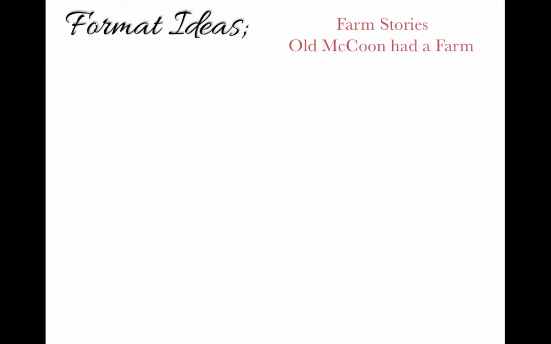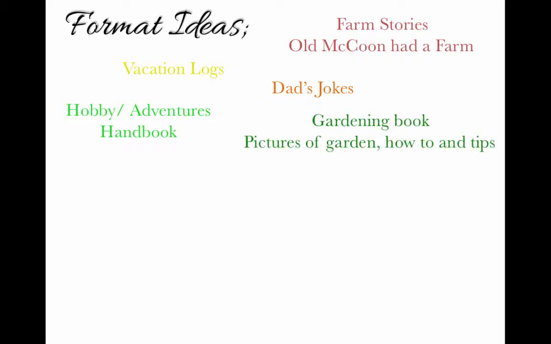So some different format ideas. Old McCoon had a farm. Maybe you're a farmer and you have animals and you want to tell your life from that kind of format. Maybe your dad's a jokester and you want to talk about all the funny things that he did in his life and tell some of those stories. Vacation logs, hobby adventure handbooks, gardening book, pictures of garden and how-to tips. Maybe you want to leave your posterity with ideas and inspire them to want to do their own gardens.